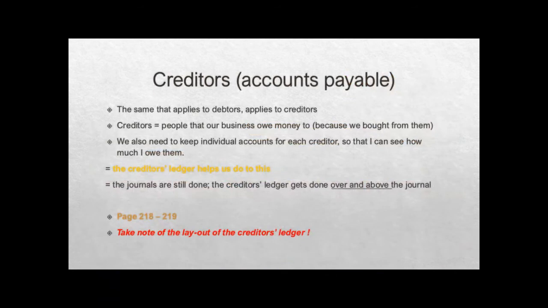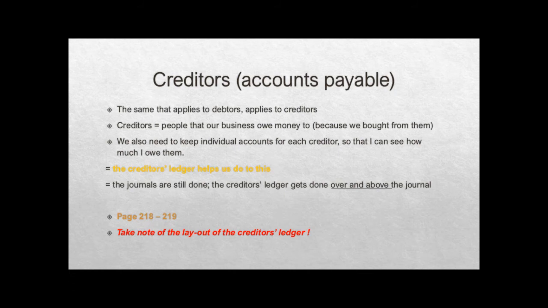For your creditors account, same as the debtors. The only thing is this is someone that we owe money to. So our business owes money to another party because we purchased or bought from them. So read carefully, are you busy buying goods from the person or are you selling goods to the person? Because that's what they also sometimes do, is instead of telling you it's a debtor or a creditor, they tell you buy and sell and they confuse you guys.